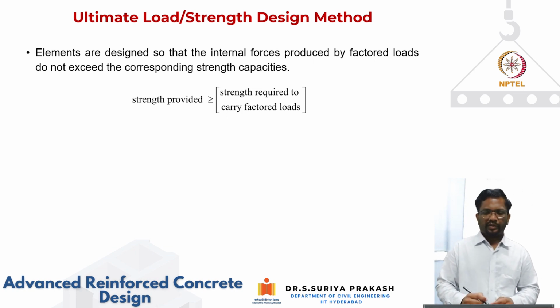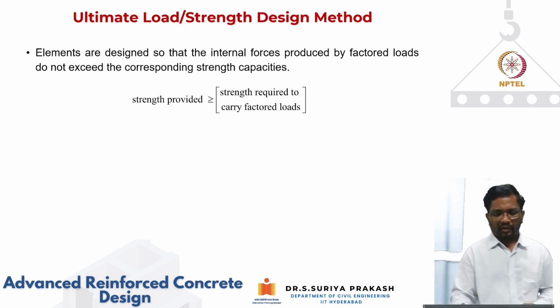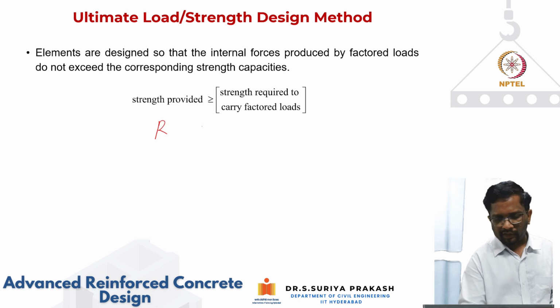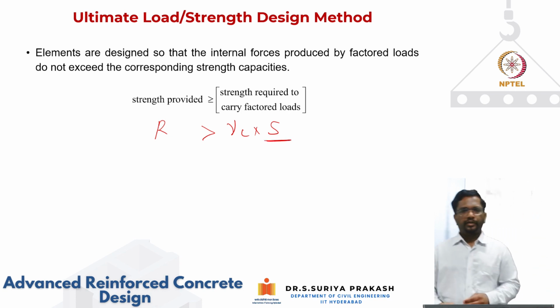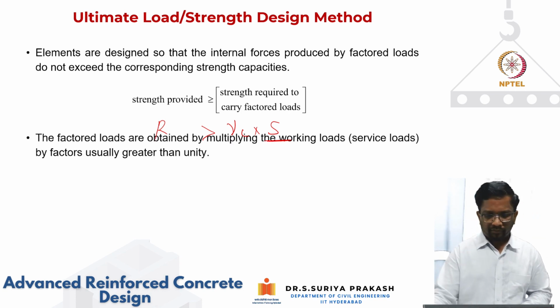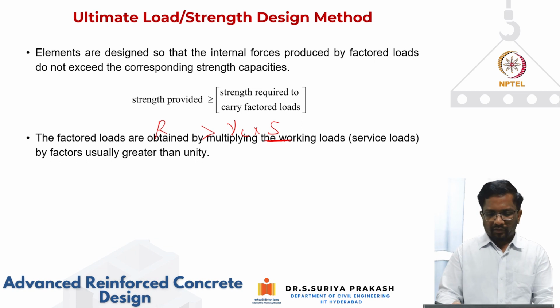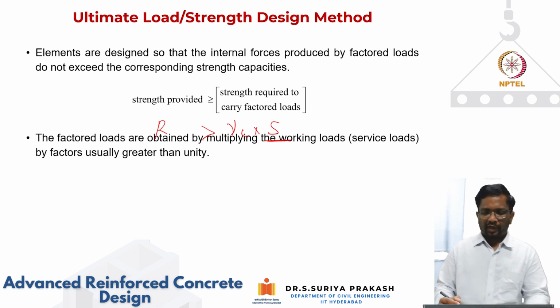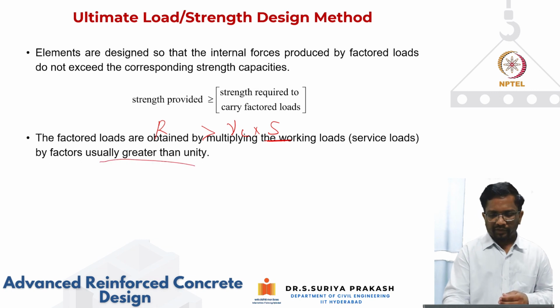equal to strength required to carry factored loads, or in other words, R has to be greater than gamma L times S, where S is your load effect. Okay, so that is what we are doing. Right. So the factored loads are obtained by multiplying the working load, service loads, usually greater than unity. So this gamma L factor is going to be greater than unity. So that is what it is.